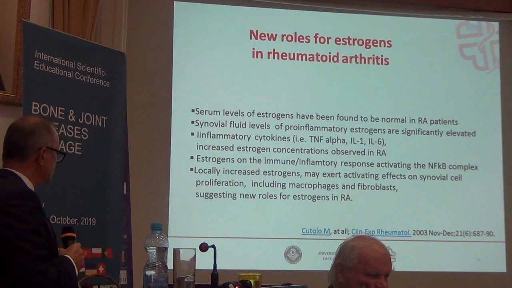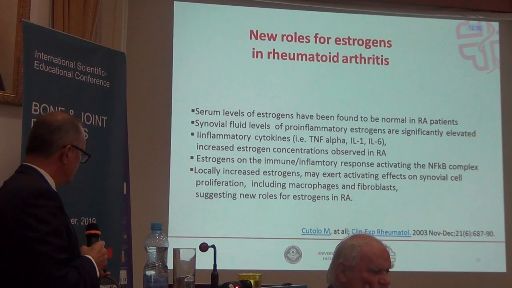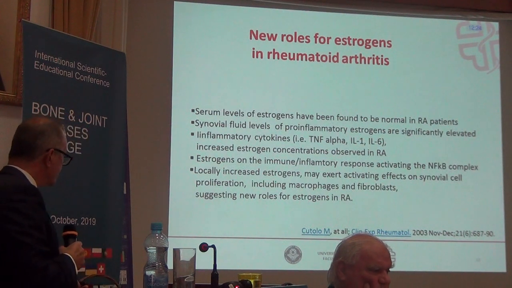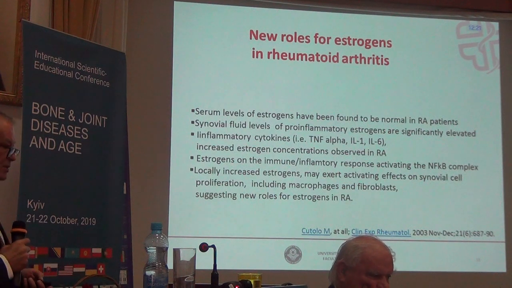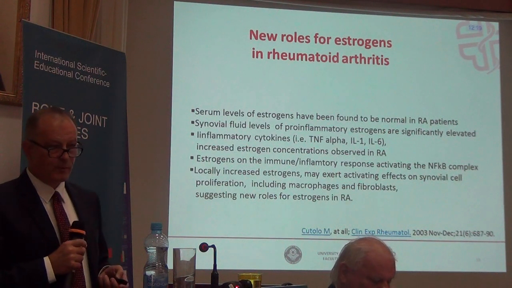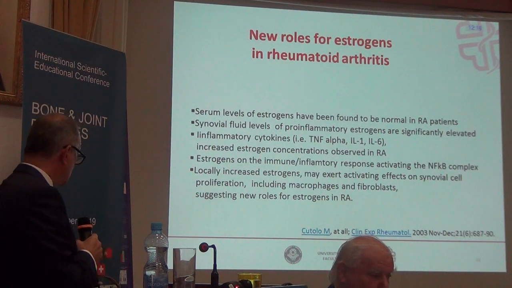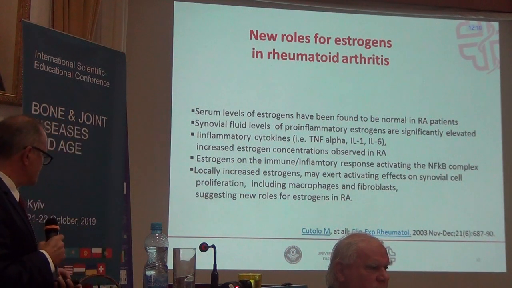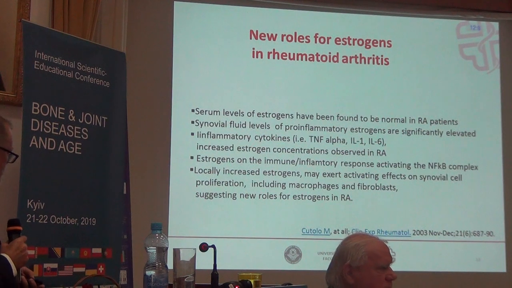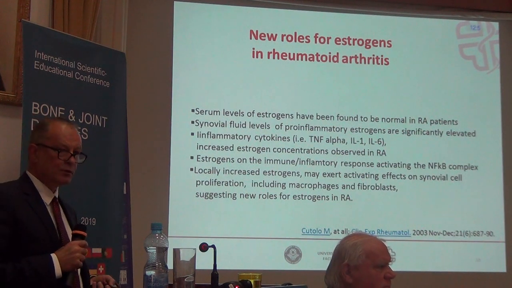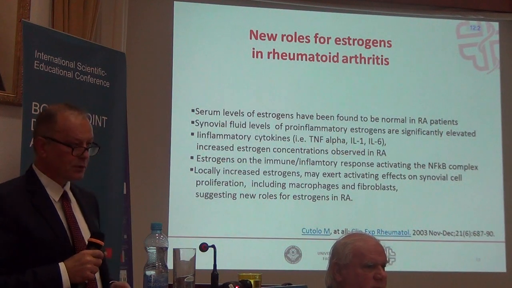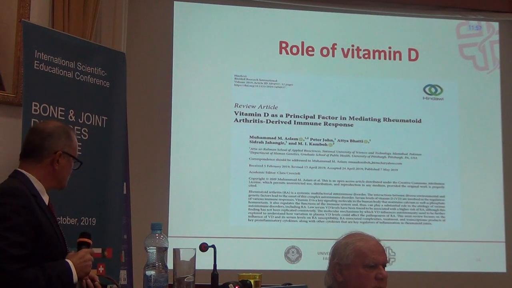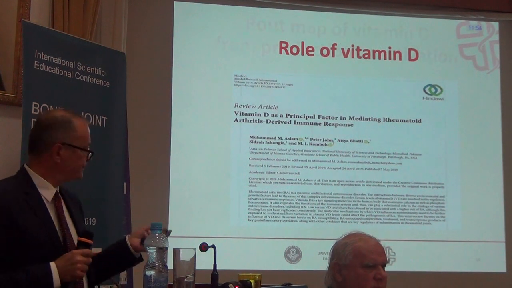Inflammatory cytokines, interleukin 1, 6, and TNF, are the main cytokines in rheumatoid arthritis, and increased estrogen concentration is observed in patients suffering from rheumatoid arthritis. Locally increased estrogens may exert effects in synovial cells, including proliferation of macrophages and fibroblasts, suggesting new roles of estrogen in rheumatoid arthritis. Vitamin D, also an excellent article published by the Pittsburgh group.